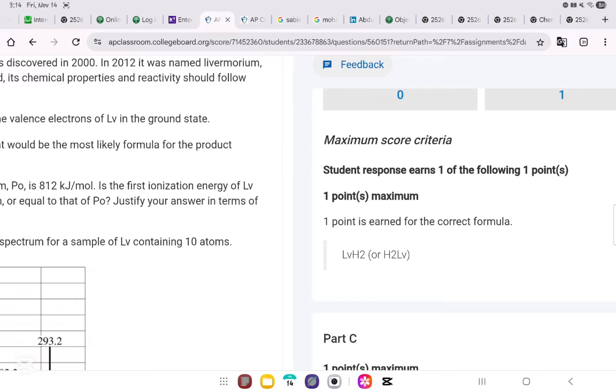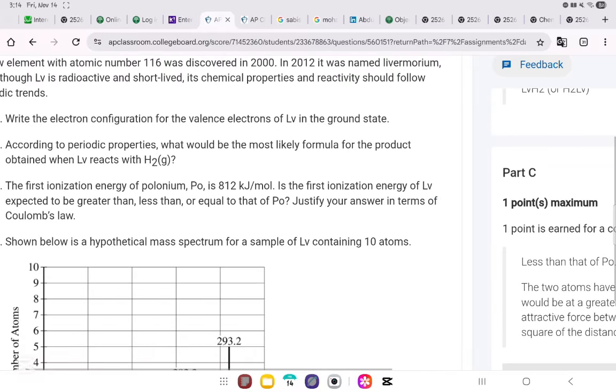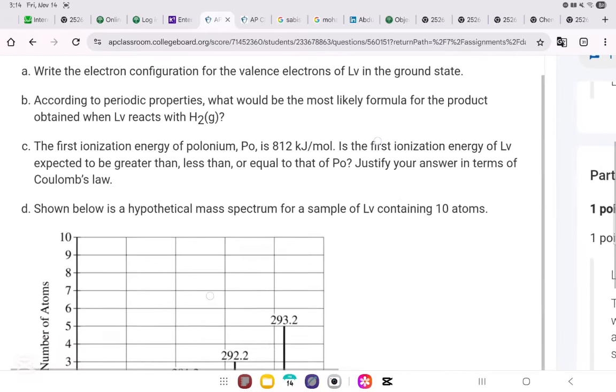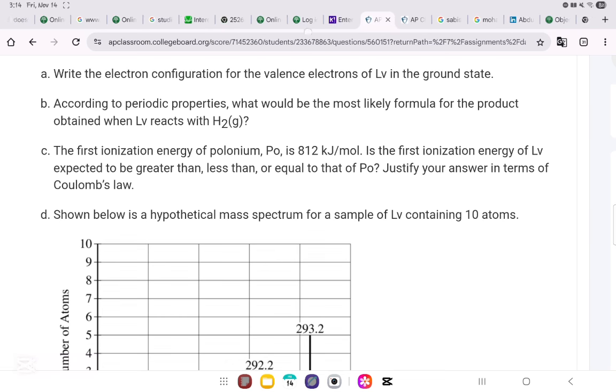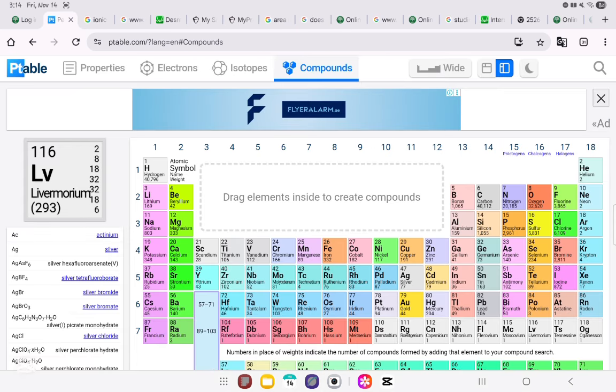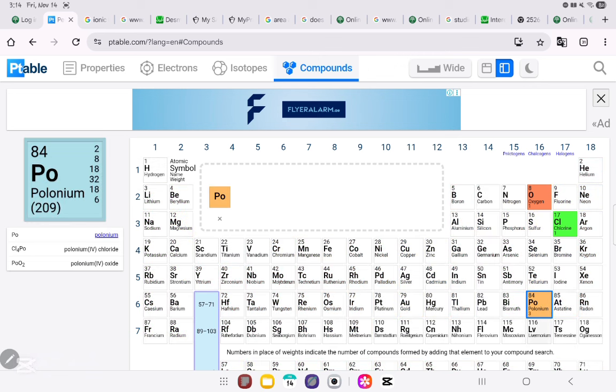Part C, the first ionization energy of polonium, Po, is 812 kilojoules per mole. Is the first ionization energy of Lv expected to be greater than, less than, or equal to that of Po? So we go back to my periodic table here. Lv is here, Po is on top. So what can we say about this? First of all, we know that as we go down the group, the ionization energy decreases.